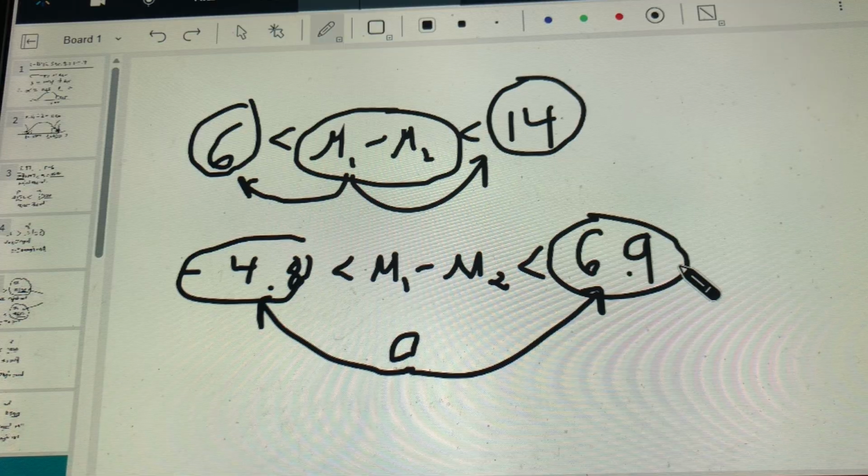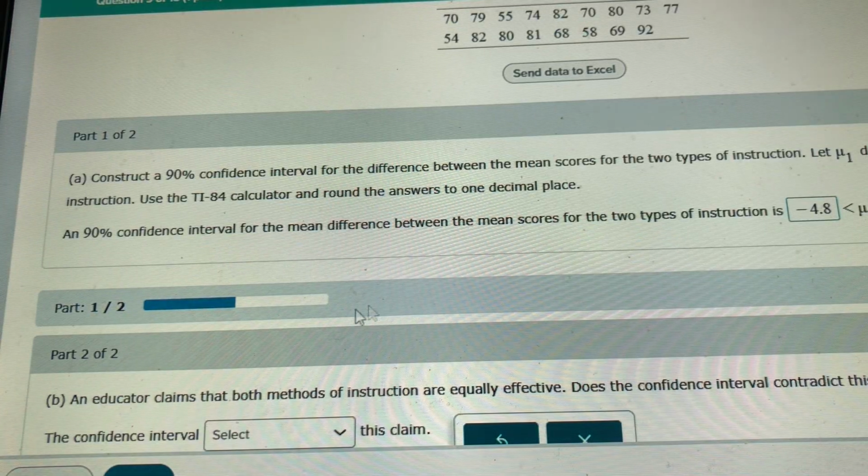So anytime a confidence interval for these differences in means or proportions contains 0, then we don't have evidence against the null. The null always says they're equal when we're doing hypothesis testing. And if they're not equal, that's the alternative, and that's when you reject the null. So if 0 is a possibility, then I can't say that one of these is better than the other or that one's higher than the other.